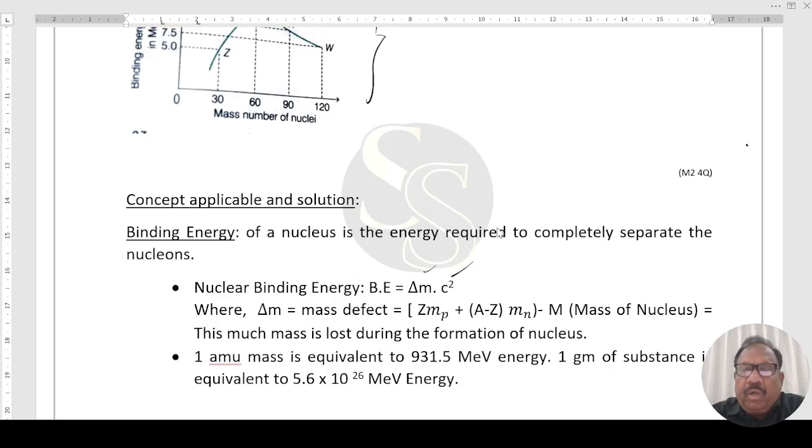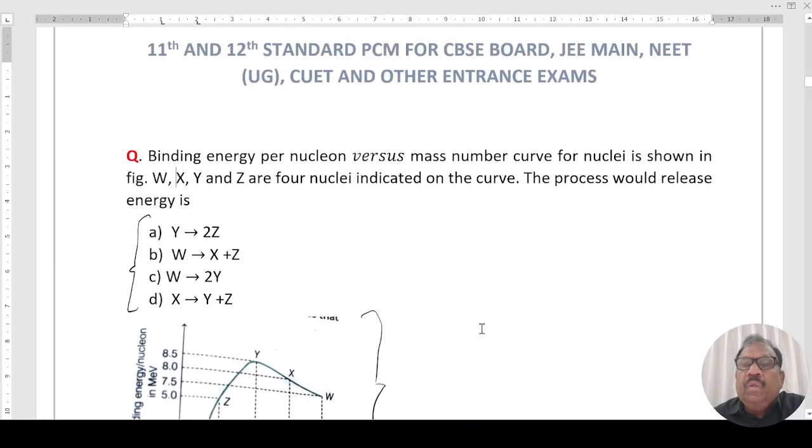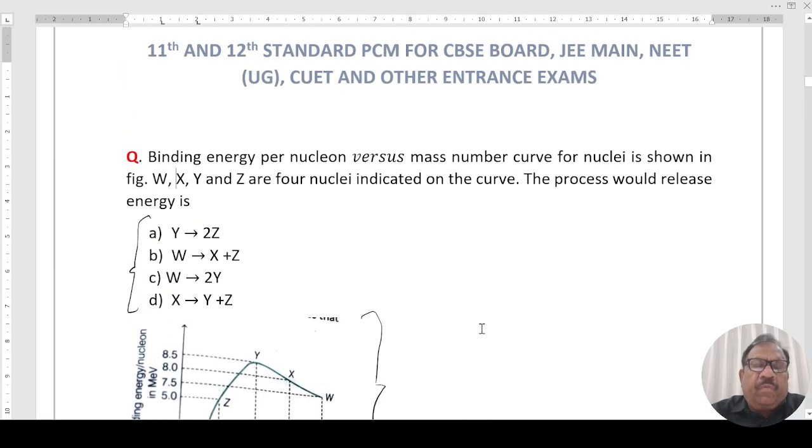C is the velocity of light, and delta m is the mass defect. What is mass defect? It is Z times the mass of proton plus (A minus Z) times the mass of neutron, minus the mass of the nucleus. This much mass is lost during the formation of the nucleus. If there is an increase in energy, then the process is possible. The process would release energy if. Now, let's see.